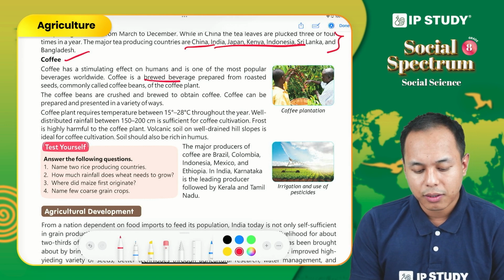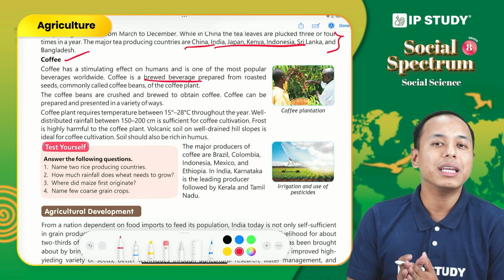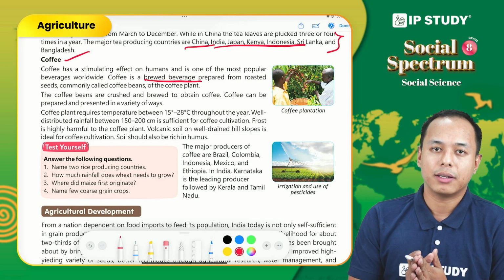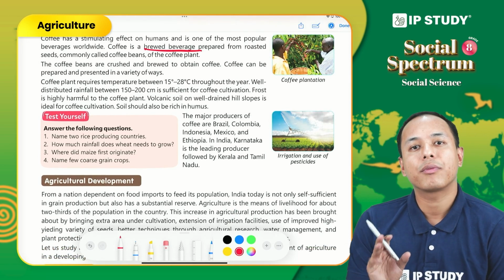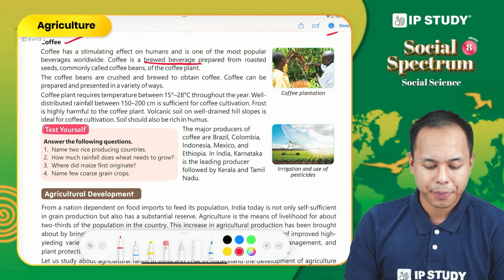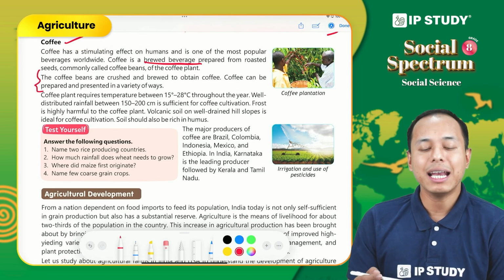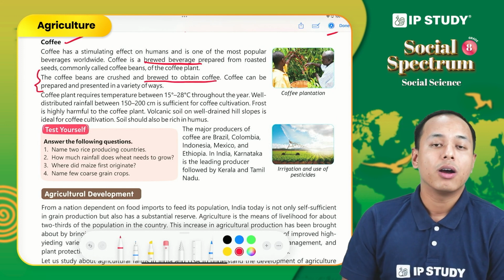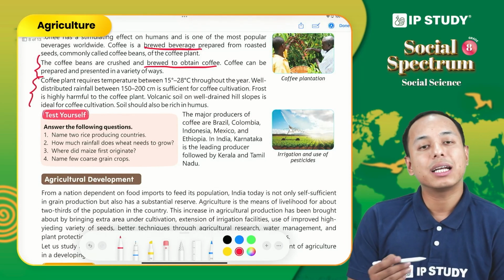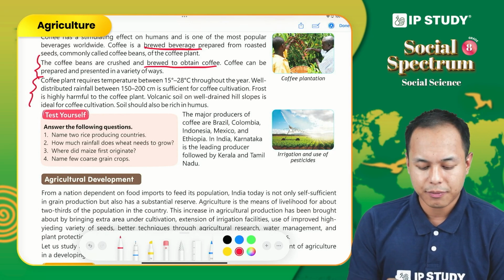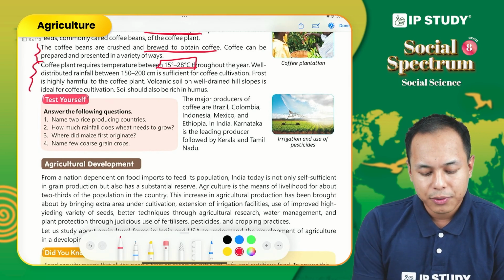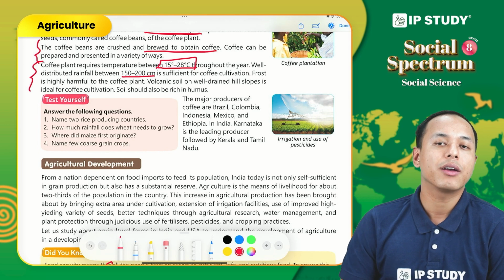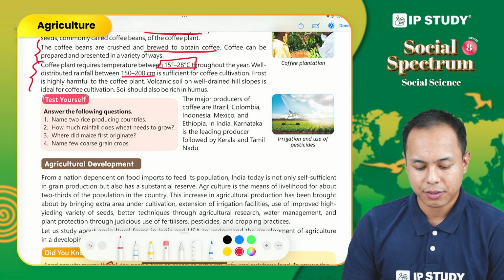It is brewed or prepared from the seeds of the coffee plant. We can also say coffee beans, or the seeds of the coffee plant. These coffee beans are mostly dried and brewed to obtain coffee, and if you look at the climatic condition required for coffee cultivation, temperature between 15 to 28 degrees Celsius throughout the year is very favorable, and rainfall between 150 to 200 centimeter is favorable for coffee cultivation.